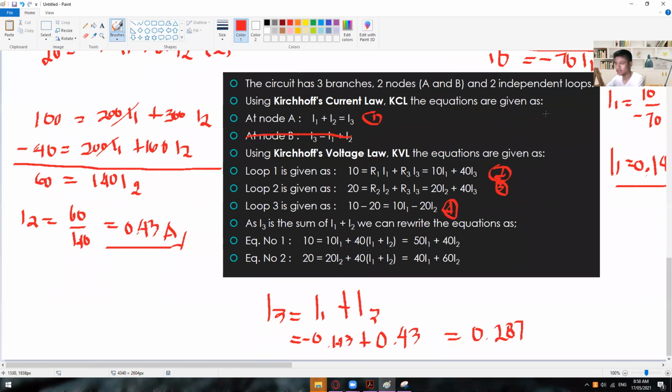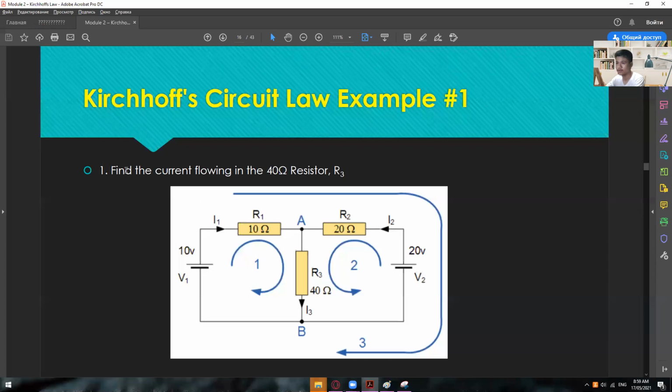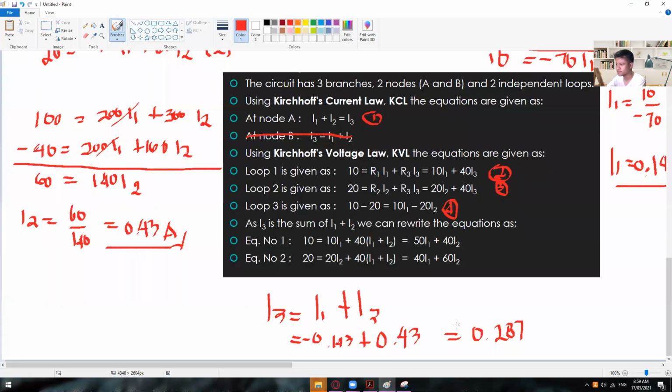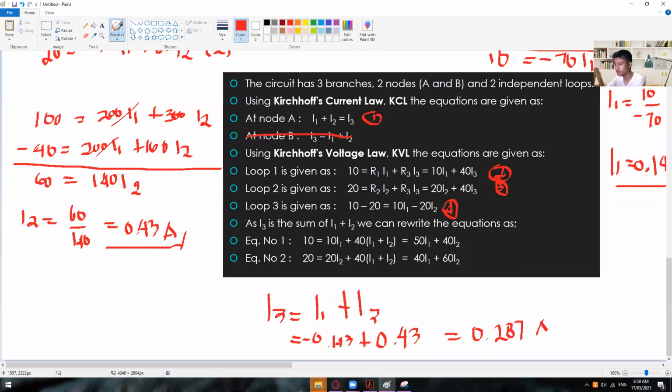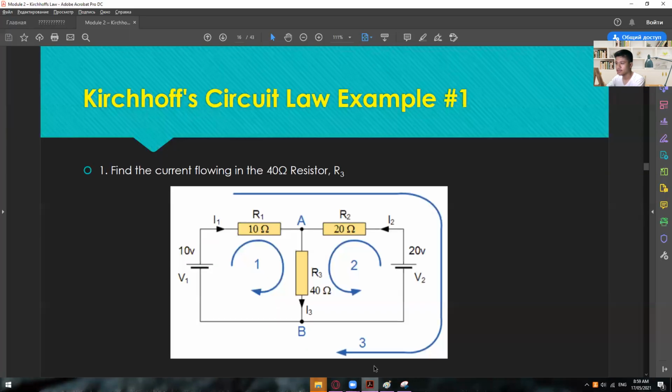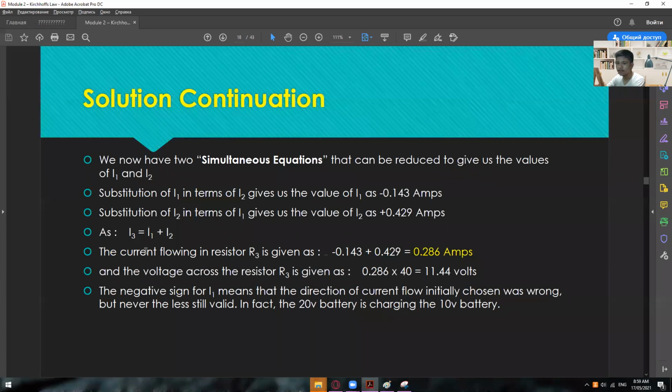So from here, you already have the currents of your I sub 1, I sub 2, and I sub 3. Now, what's next? What do we need to solve more? Find the current flowing in the 40 ohm resistor R3. So here, we have already answered what is being asked. The current flowing on the 40 ohms, or the R3, is actually 0.287 amps. Okay, so let's verify that one. Yeah, so we are correct. The current flowing in resistor R3 is given as negative 0.143 plus 0.429, which is equal to 0.286 or 0.287 amps. So we just varied with our decimals, but in here, we've got the same answer.